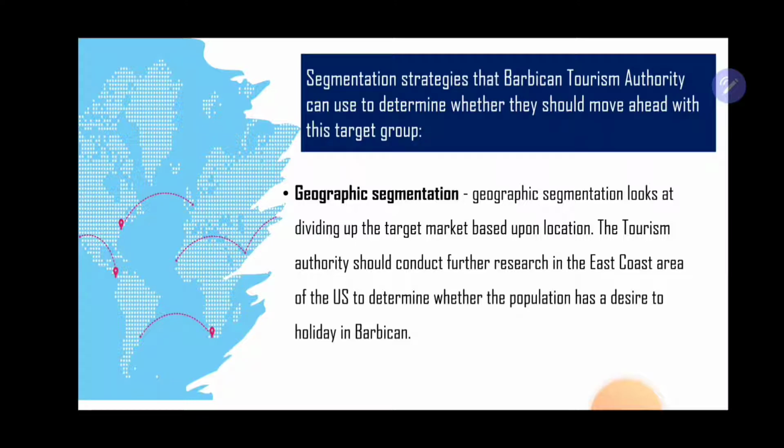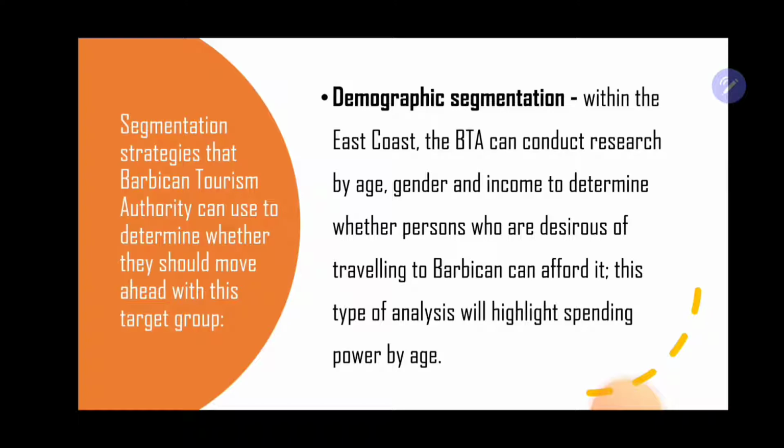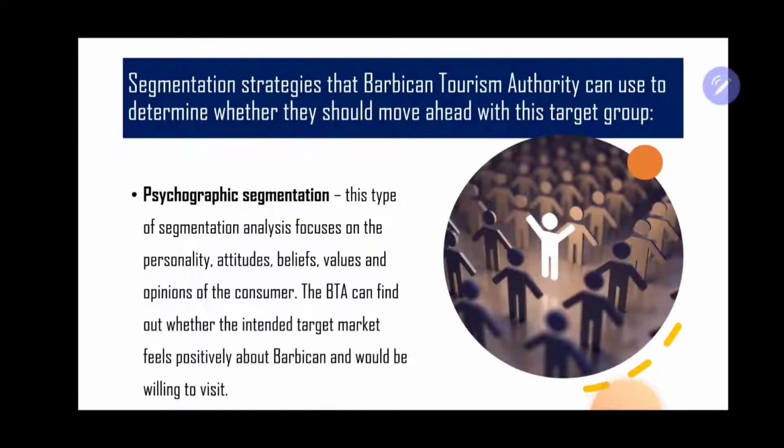So the next strategy that they could use is also demographic segmentation. Now, within the East Coast, the Barbican Tourism Authority can conduct research by age, gender, and income to determine whether persons who are desirous of traveling to Barbican can afford it. This type of analysis will highlight spending power by age, right?